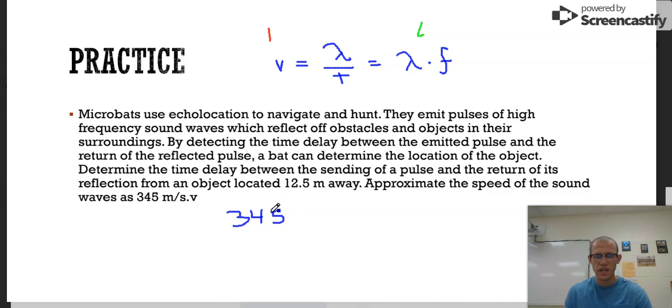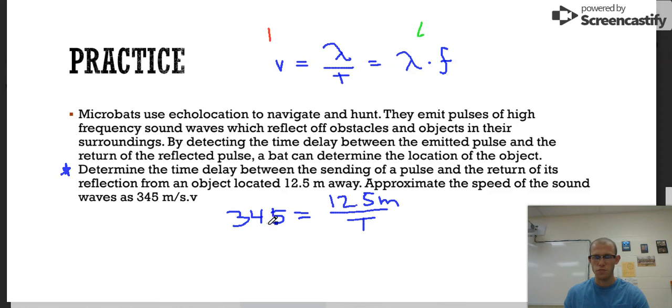I'm actually looking for either the wavelength, the period, or the frequency. I need to figure out which one. We know that the object is located 12.5 meters away. So we can assume that that is the wavelength, 12.5 meters. So now, do we want to calculate period or frequency? It asks us to determine the time delay between sending of a pulse and the return of its reflection from an object. So which one is a time thing, a label with time, period or frequency? That would be period. So we are going to be looking for the period.